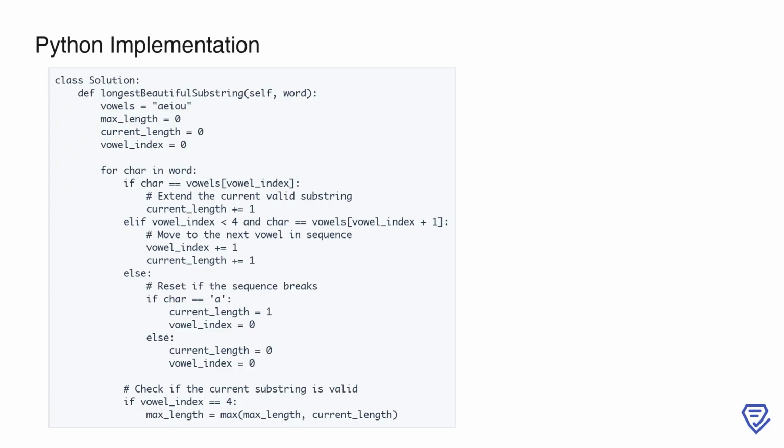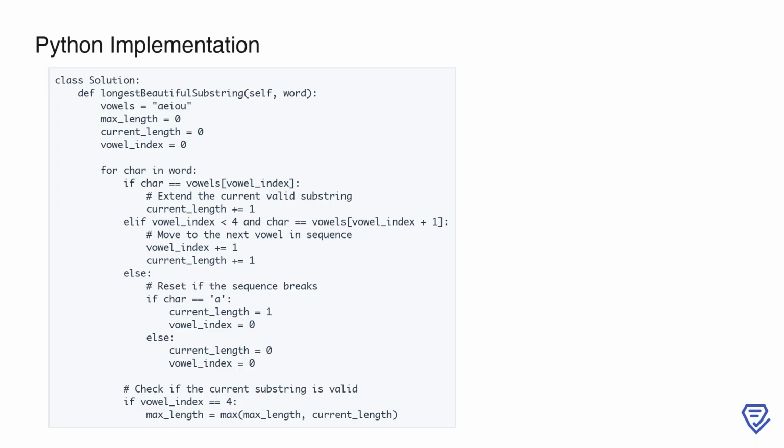We then initialize three variables, max_length to track the length of the longest valid substring, current_length to keep track of the current substring length, and vowel_index to monitor which vowel we are expecting next in the sequence. Now, using a for loop, we iterate through each character in the input string word.